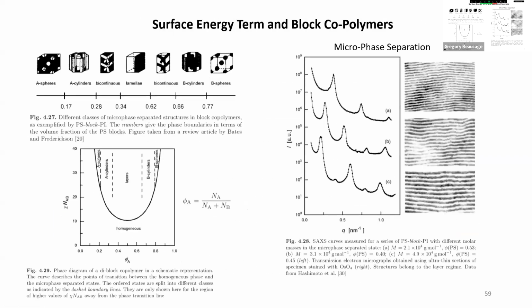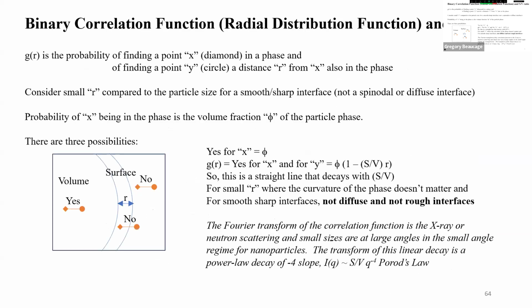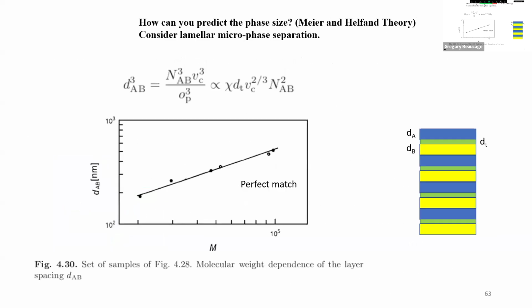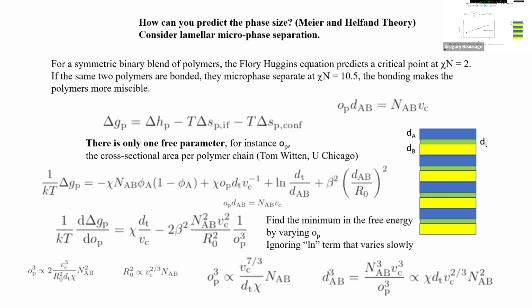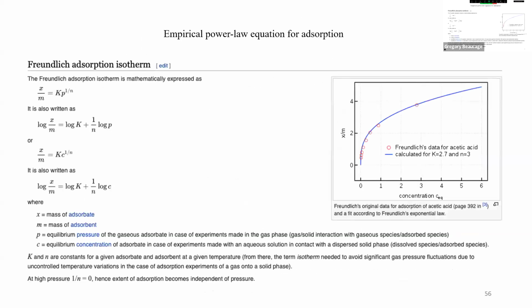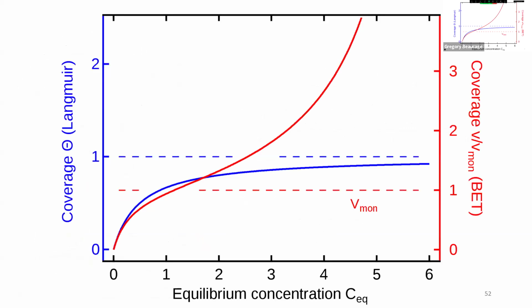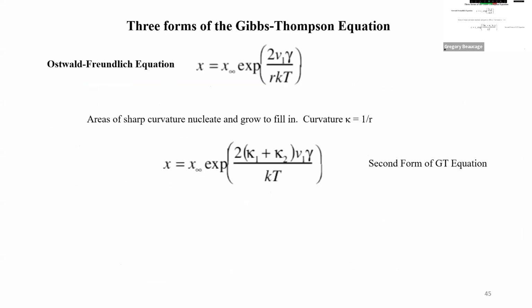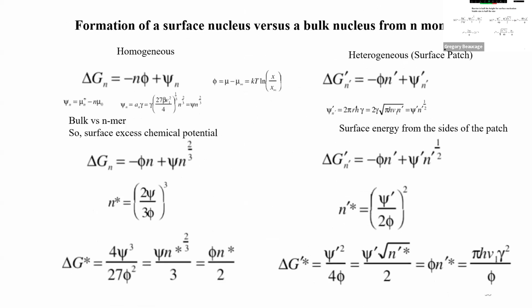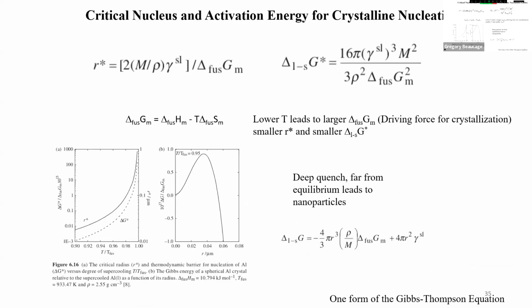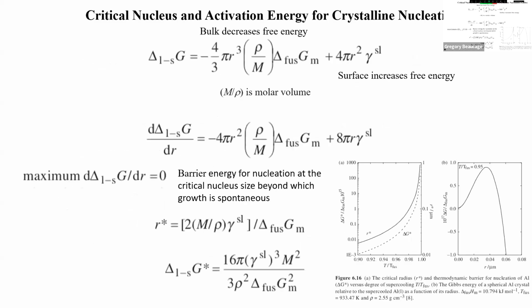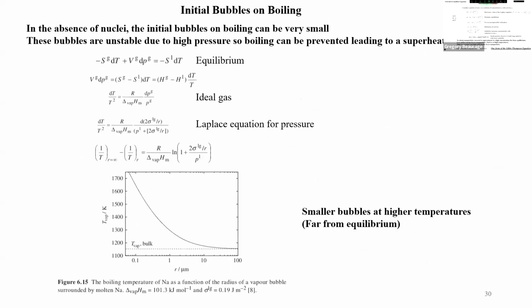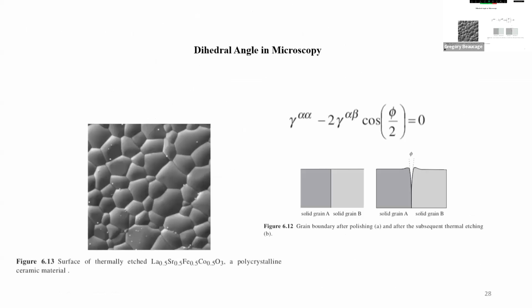Anyway, that's it for this chapter. That's kind of everything. The 3 Gibbs-Thompson things, this binary correlation function thing, this stuff about block copolymers, gas absorption stuff, Langmuir equation. And that's it. That's what we did today. So the critical nucleus stuff, which is the homework problem. And that's it. So any questions or anything? That's kind of what I have right now.